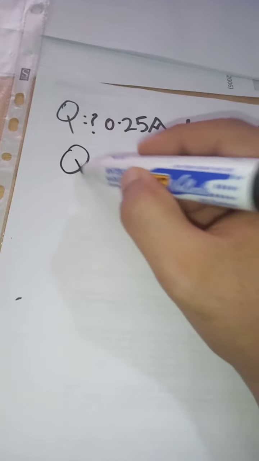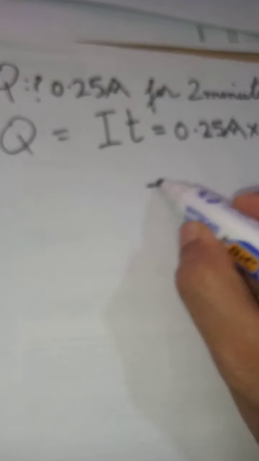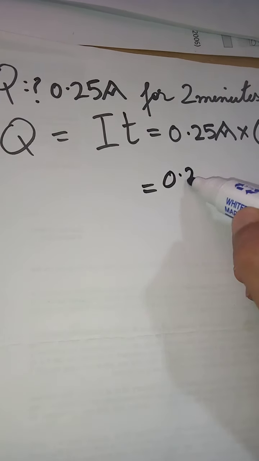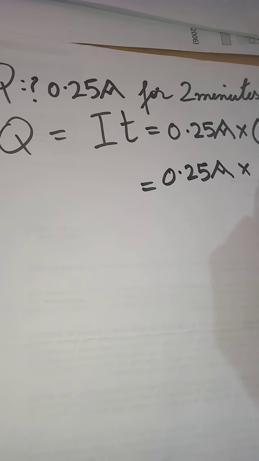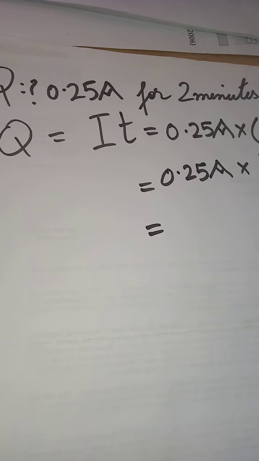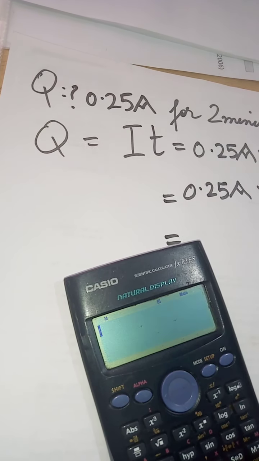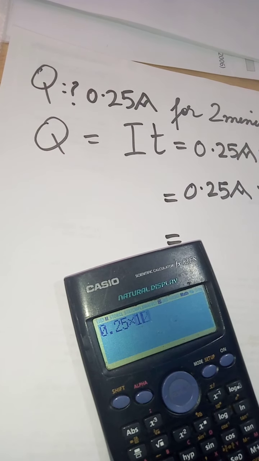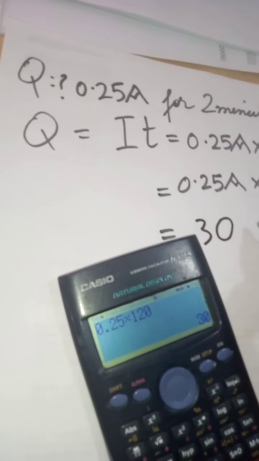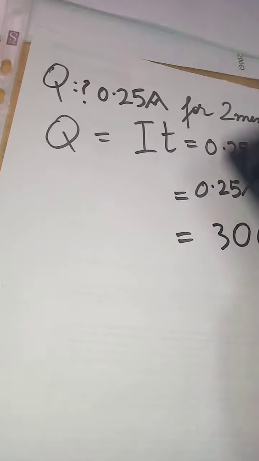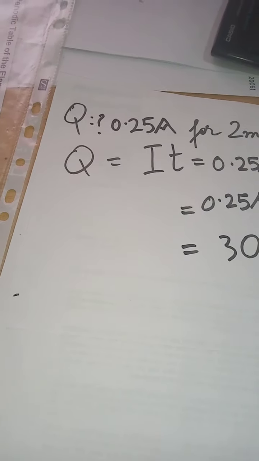So it'll be Q equals IT, and it'll be 0.25 amps times 2 times 60. So that'll be 0.25 amps times 120 seconds, and that'll be 30, so 30 coulombs, quite a large amount of charge.